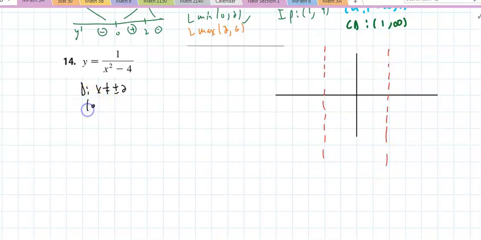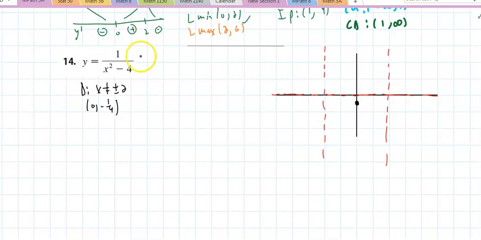Intercepts. If I let x equal 0, I'll get negative 1/4. That's good. (0, negative 1/4). The graph passes through this. Right? Now, I do know that there's a horizontal asymptote of y equals 0 as well. So a combination of what you know along with calculus will go a long way.